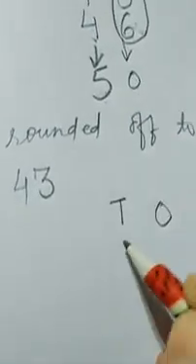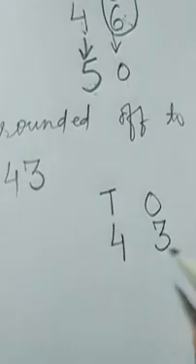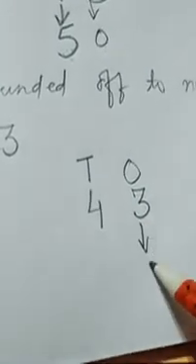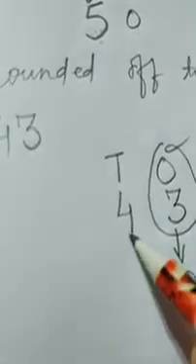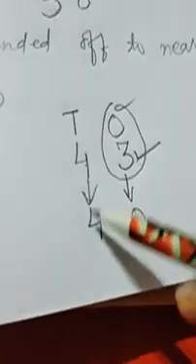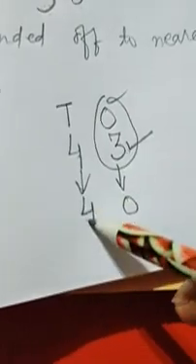Yes, we will write the places ones, tens. Here 4 and here 3. This digit will become 0. We have to observe this, and the tens place digit will be written as 4 only. Why? It has not changed. Why? Because you can see here the ones place digit is less than 5. So the tens place digit will not change. It will remain as it is. Yes, now 4 will be written as it is.